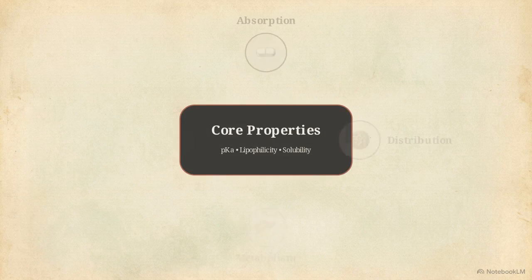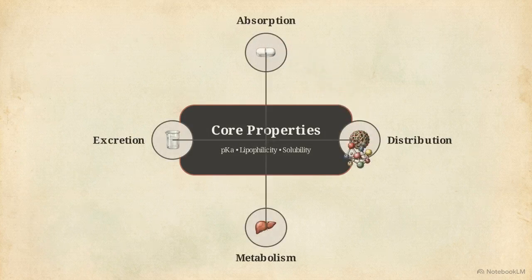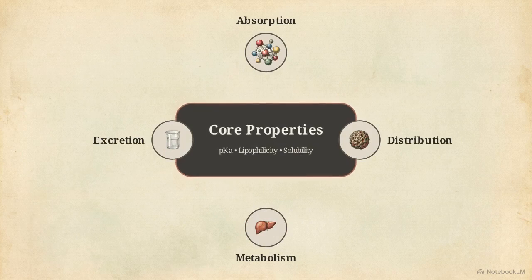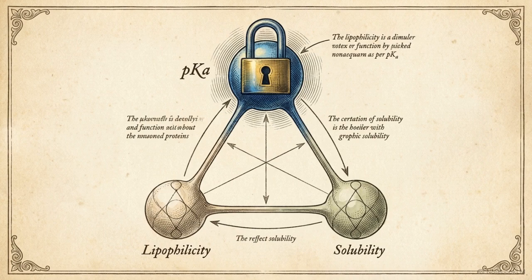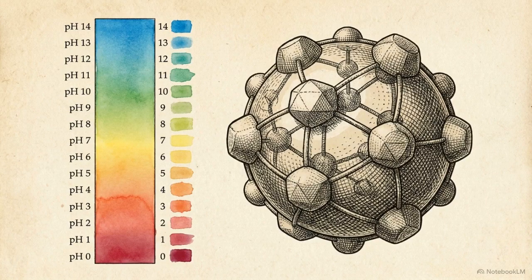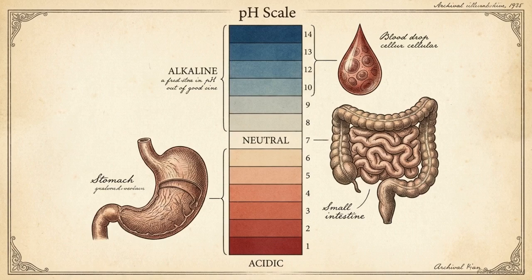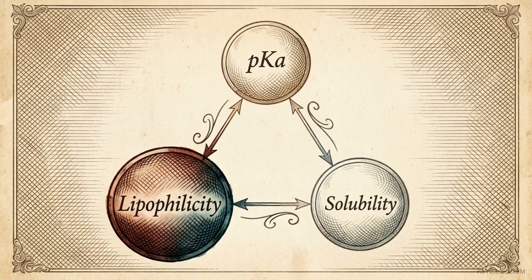A molecule's survival through this cycle of absorption, distribution, metabolism, and excretion, or ADME, is dictated by its intrinsic physical constants. This diagram illustrates the three foundational determinants of drug behavior. The first is pKa, or the ionization constant. This value dictates how a molecule will react when exposed to the extreme pH shifts between the stomach, intestine, and blood. The second parameter is lipophilicity.